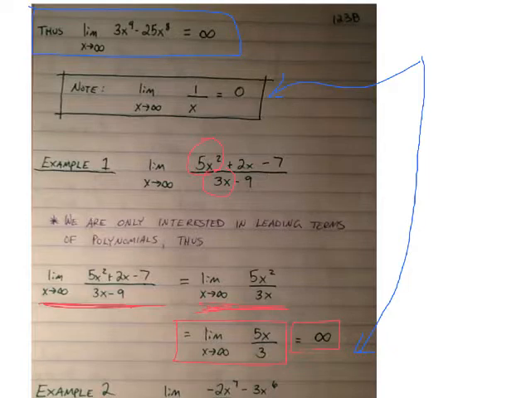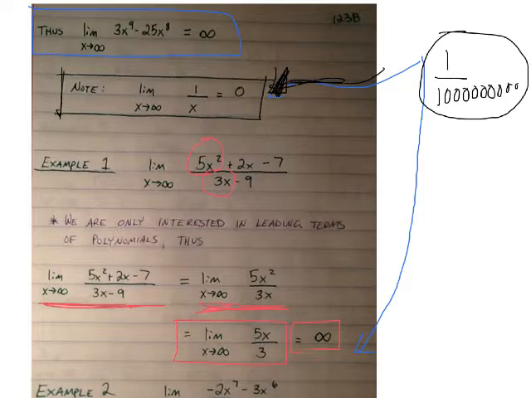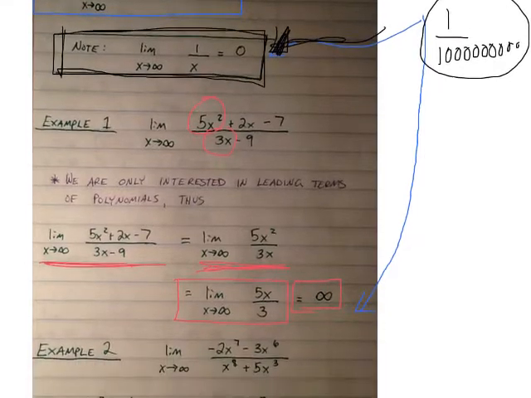Now we've got this note here. If we take the limit as x goes to infinity of 1 over x, what we're really saying is 1 divided by a very large number. So the bigger that number gets, the closer this fraction gets to 0. So that's where we find that the limit as x goes to infinity of 1 over x is 0, and we're going to apply that in our example number 2.